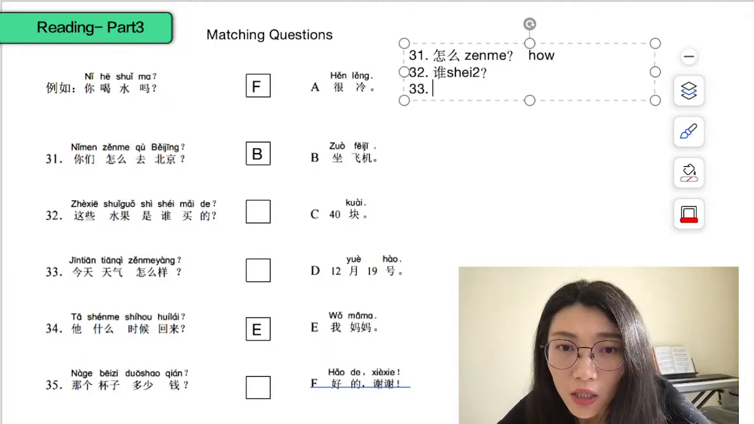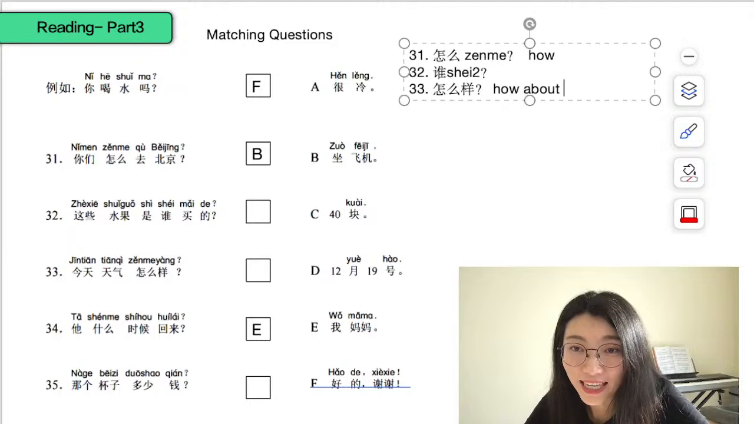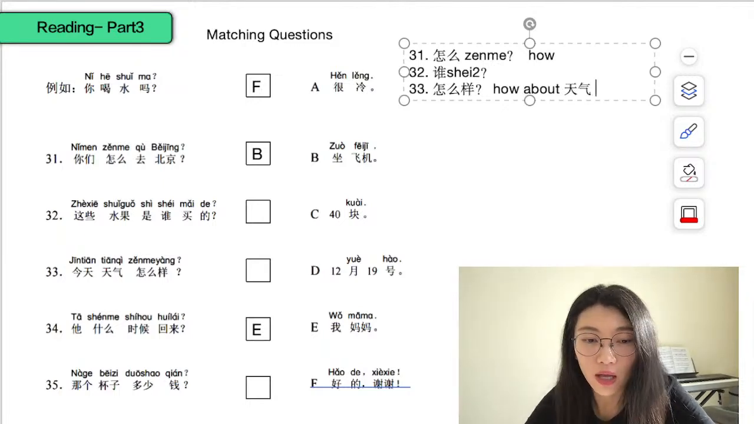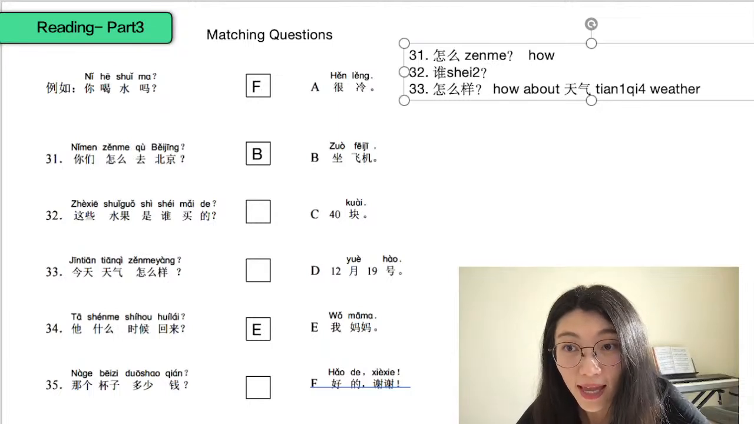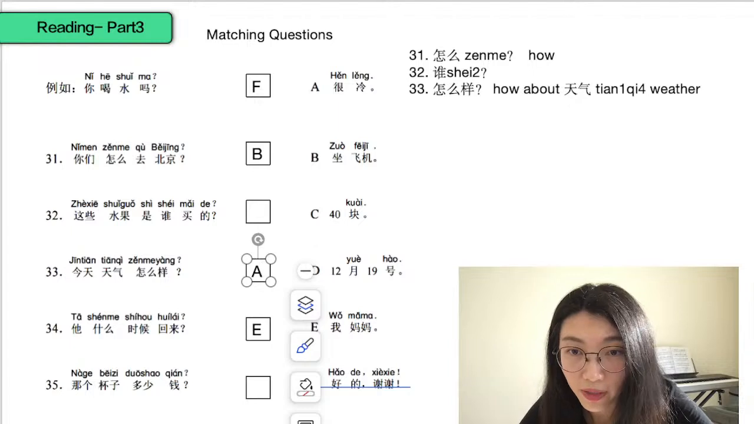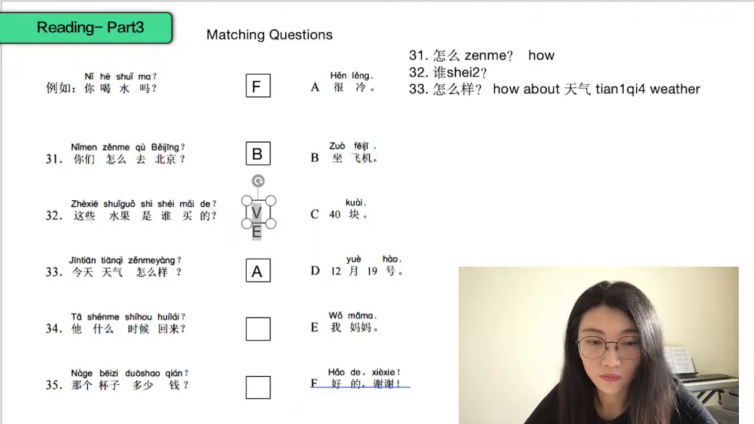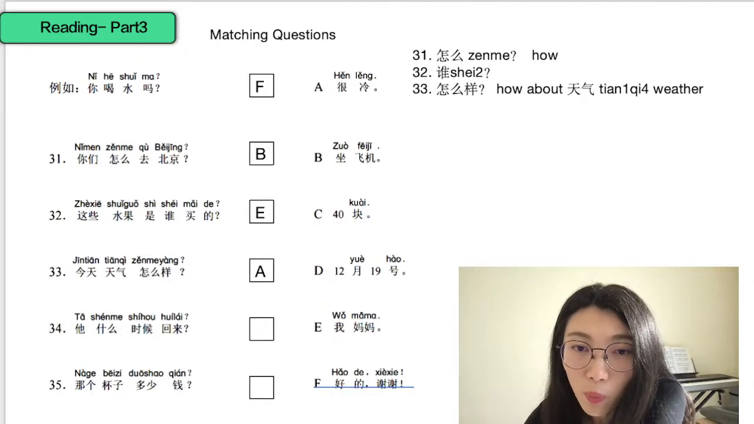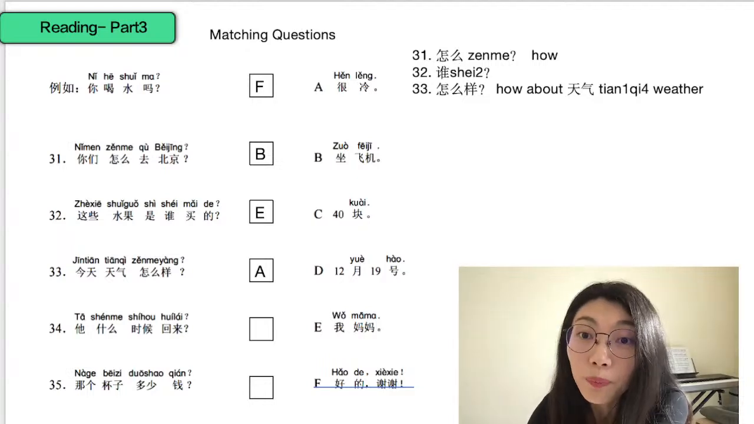33. Okay. 今天天气怎么样? Ask about 怎么样, which means how about? So, how about today's weather? 天气 we learned just now. 天气 weather. So, which one? 天气 A. See? 很冷 A. Oh, sorry, I wrote it wrong. It should be E here. 好. 很冷. See? We know that once it asks about 天气, we only have 3 answers: 很冷, 很热, or 不冷不热. Okay.